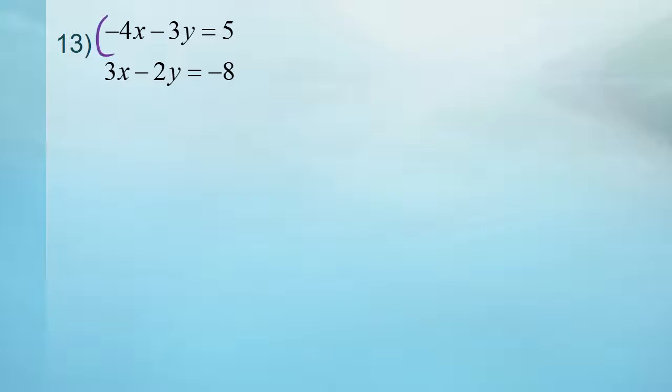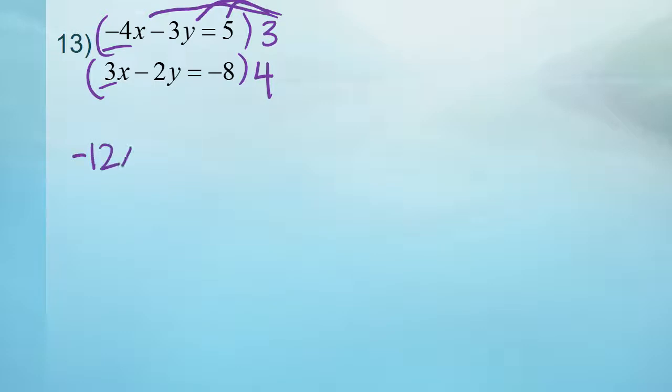So if I want to multiply both equations to eliminate the x's, then I'm going to multiply the first equation by 3 and the second equation by 4. I'm just using the opposite values. So let's distribute. Remember to distribute to every single piece in the parentheses. Negative 4x times 3 is negative 12x. Negative 3 times positive 3 is negative 9y. 5 times 3, 15.